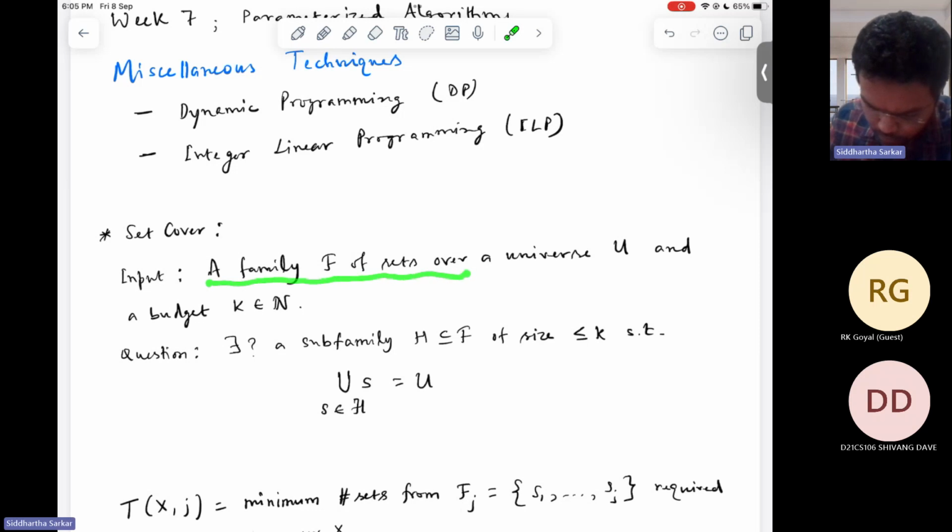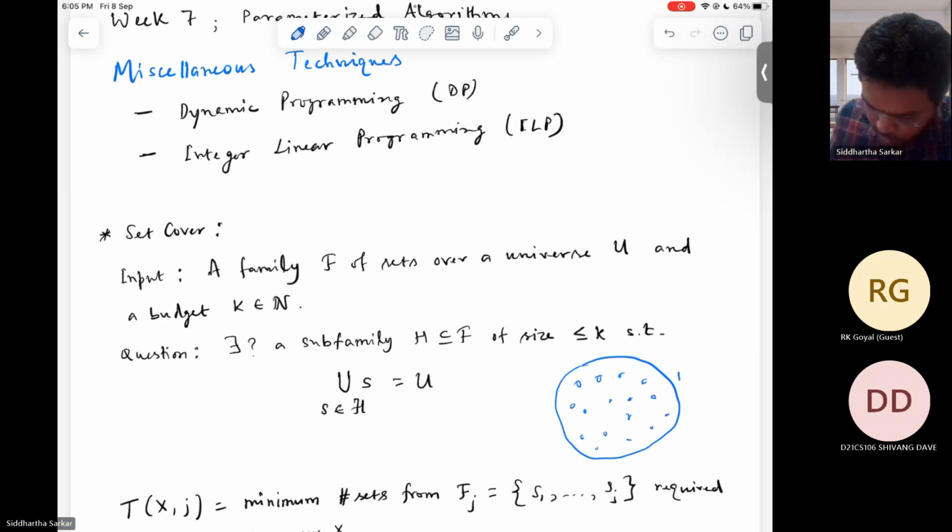So we have a family F of sets over a universe U, and we have been given a budget k. You can think of the universe as a set of elements. Some elements appear in the universe. So this is the universe U, and you have a family of sets over the universe.